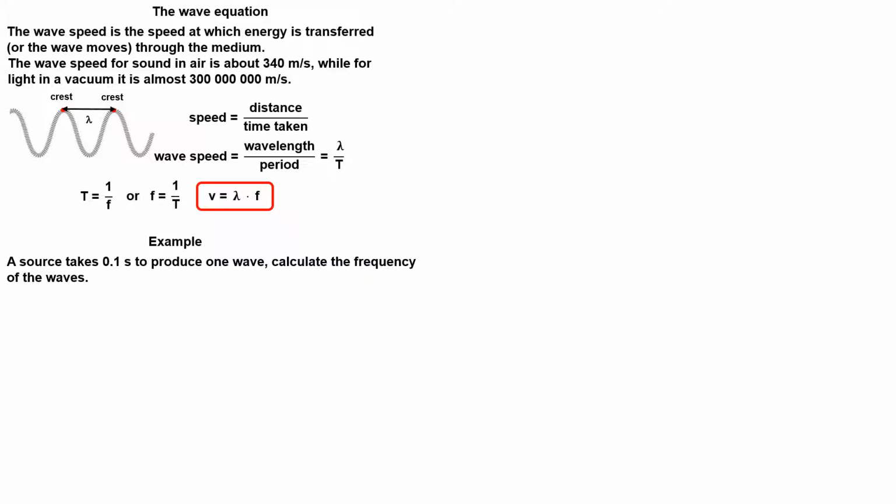Period is the time taken to produce one wave, so period is 0.1 second. The frequency of a wave is the reciprocal of the period, so the frequency is 1 over 0.1. The frequency is 10 Hertz. It means that the source produces 10 waves each second.